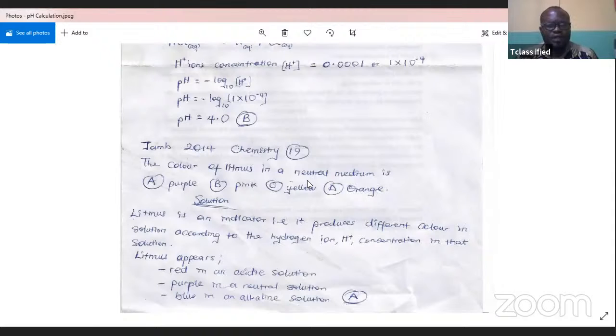So we have mostly red turning into acidic solution. You can get purple in a neutral solution, and you can get blue in an alkaline solution. So if you see something like this, you can pick a purple color for this.